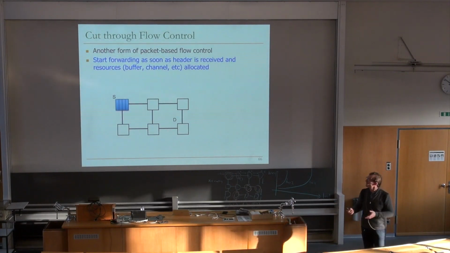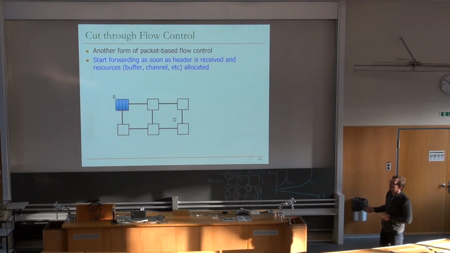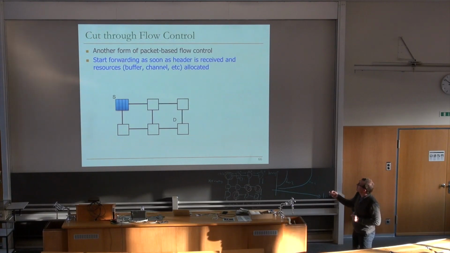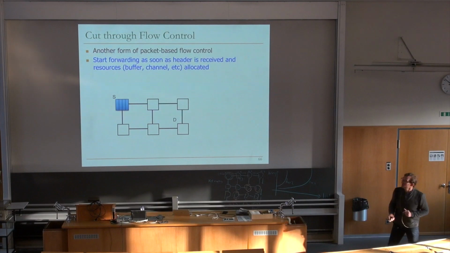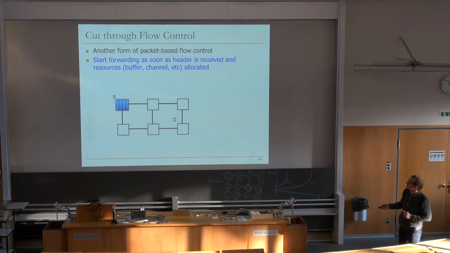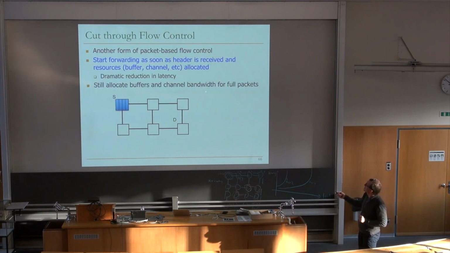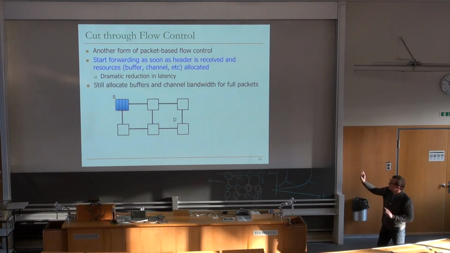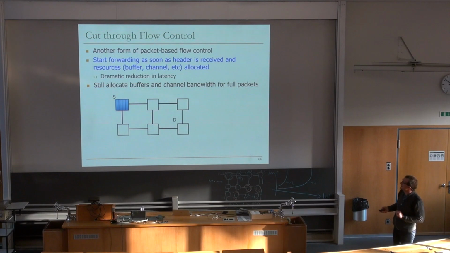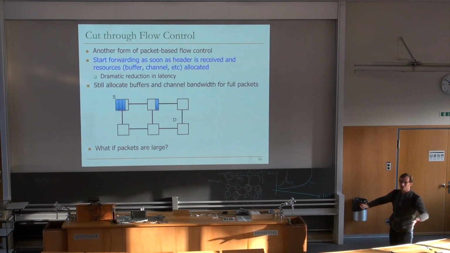So this is another form of flow control. It's called cut-through flow control. You basically start forwarding as soon as the header is received and resources are allocated. Basically, you have the packet at the source, and there's a huge reduction in latency. Cut-through still allocates buffers and channel bandwidth for full packets. Let's take a look at it. It basically sent the header. You break the packet into header, body, and tail.